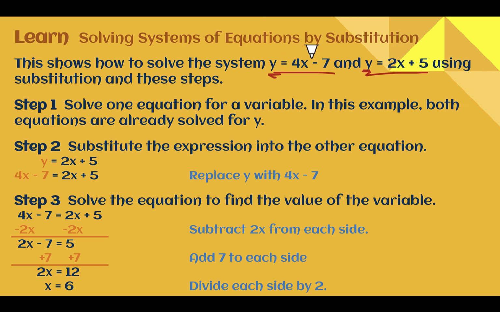Once one of them is solved for a variable, we can take what it's the same as. So if we look up here, we can see that y is equal to 4x minus 7. So if we're doing substitution, instead of y in the second equation, I know that y is the same as 4x minus 7, so I can substitute that in. When I do that, I'm left with an equation with a variable on both sides, and then we can solve like we did in previous modules.